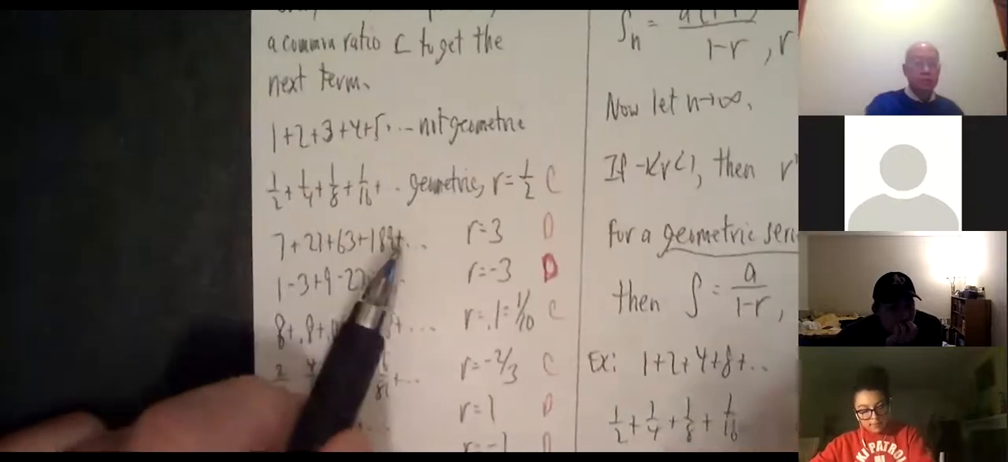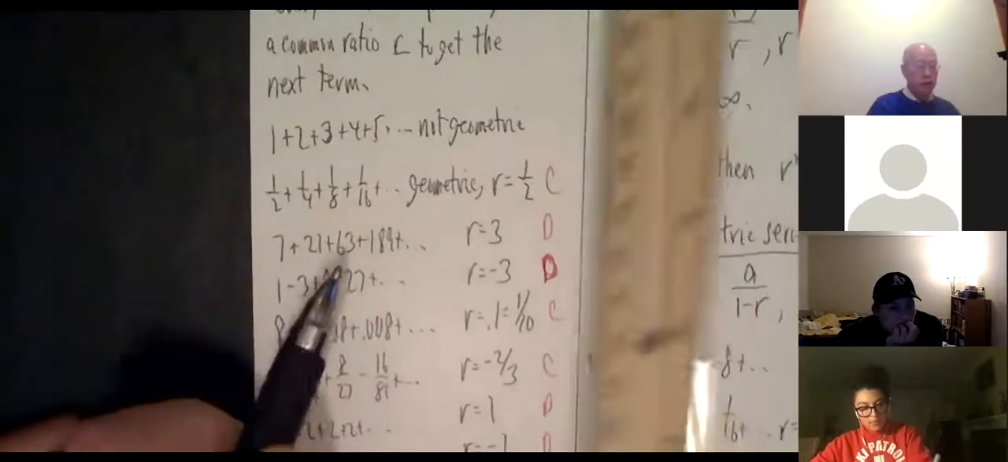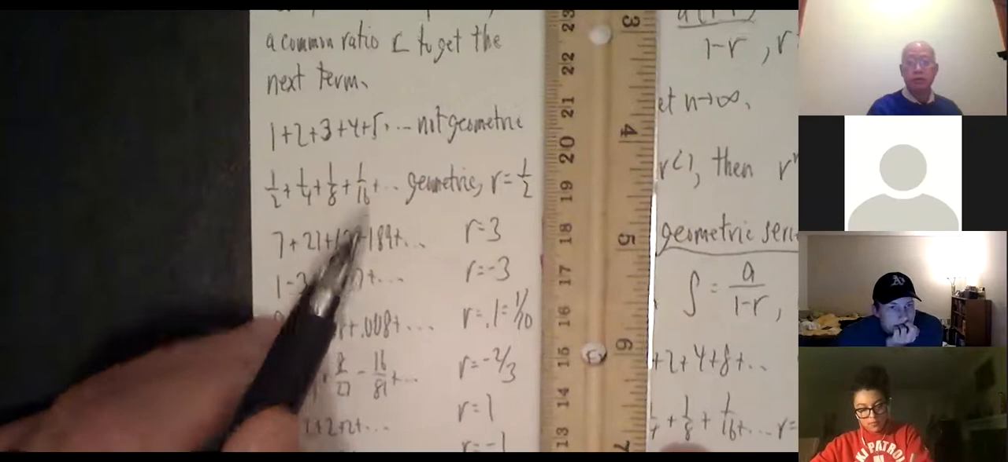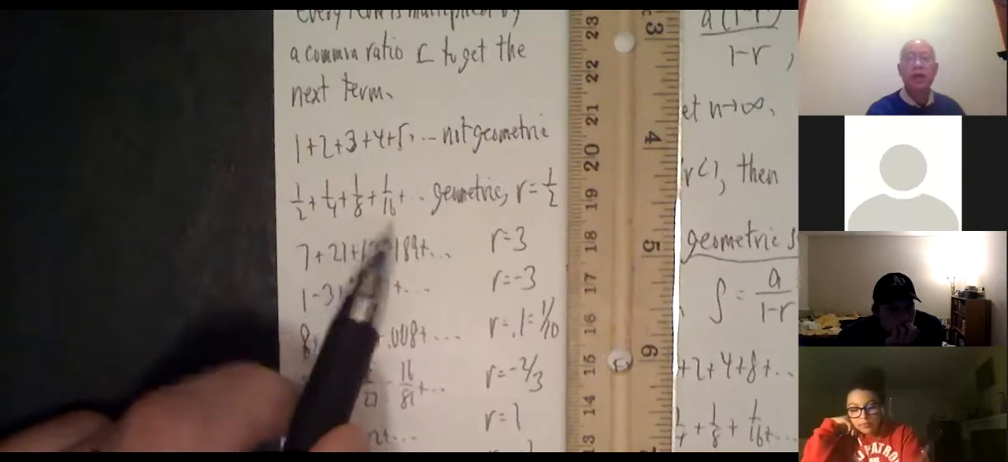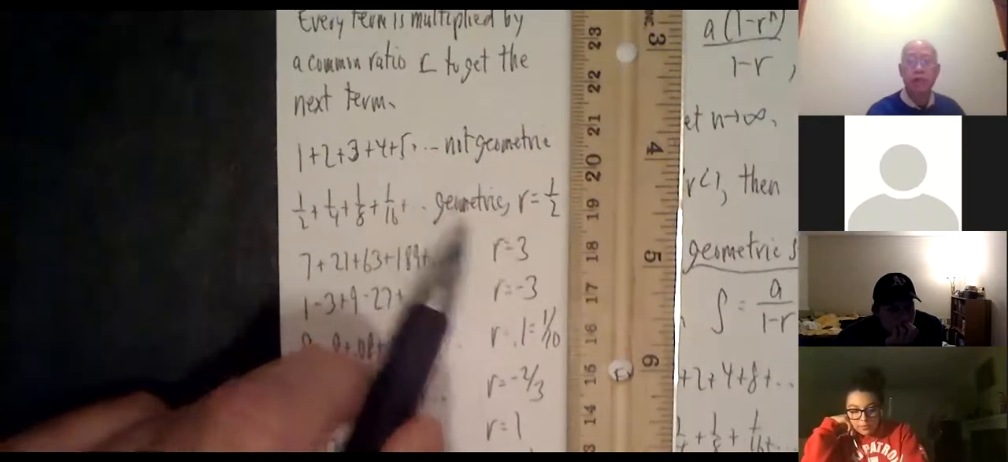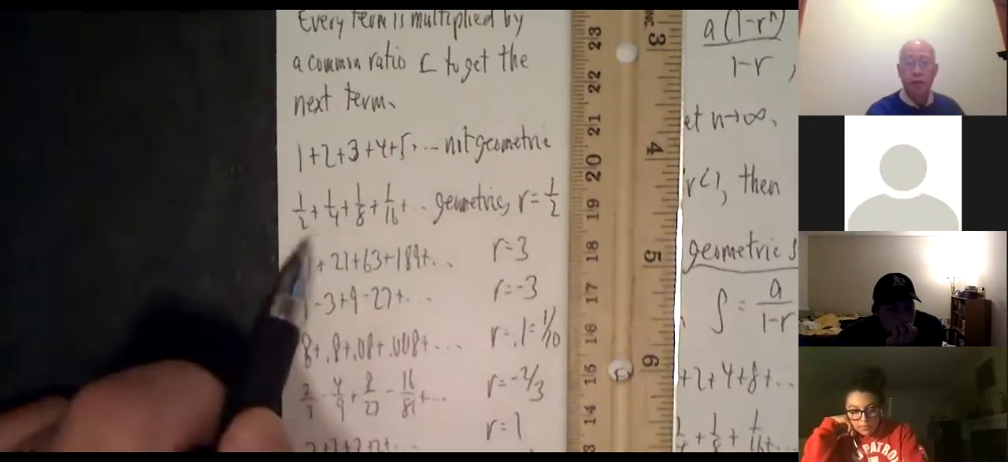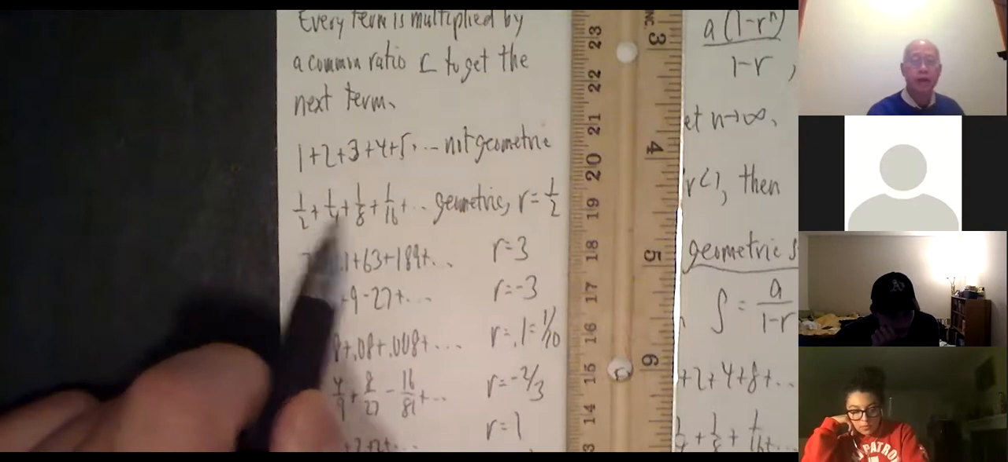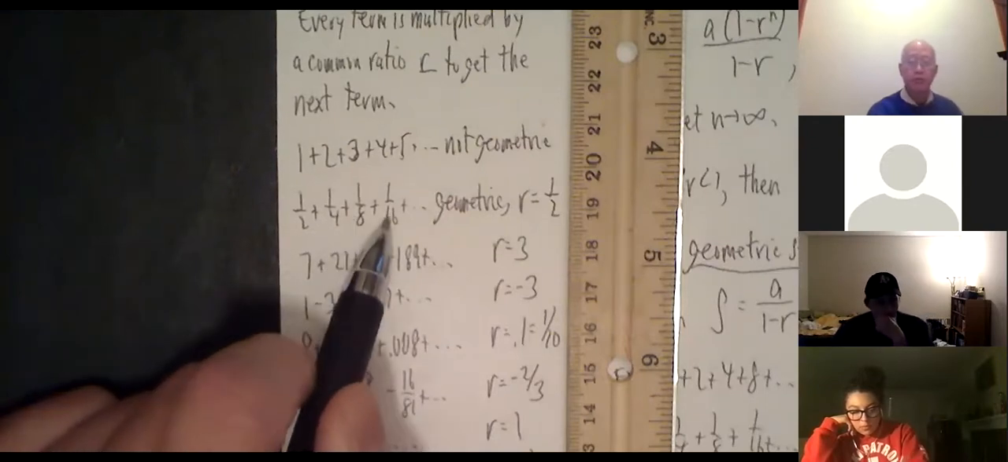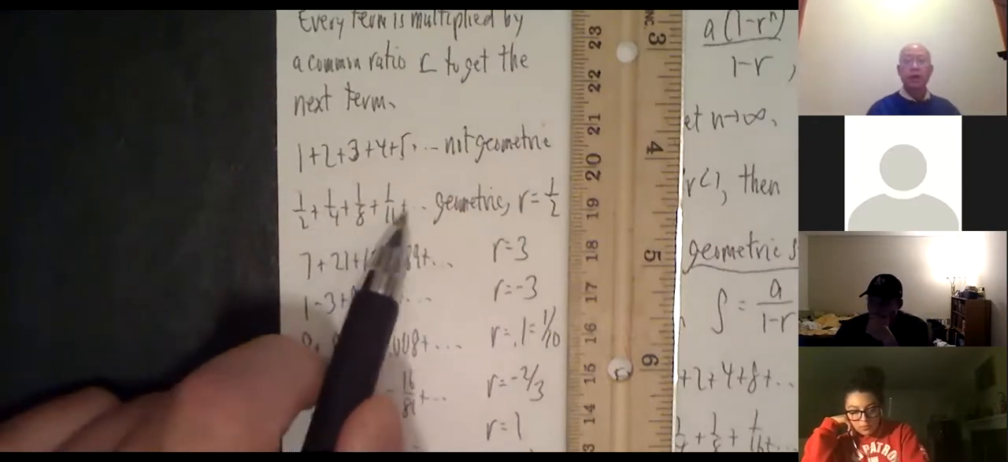Now temporarily ignore all the red. I'm kind of giving away the answers here, but maybe I should cover it up. 1/2 plus 1/4 plus 1/8 plus 1/16 is considered geometric with a common ratio of 1/2. After the first term, 1/2, you keep multiplying by 1/2. So 1/2 of 1/2 is 1/4. Multiply that by half, get that. Multiply that by half, you get that, and so on. And you keep adding infinitely many terms.